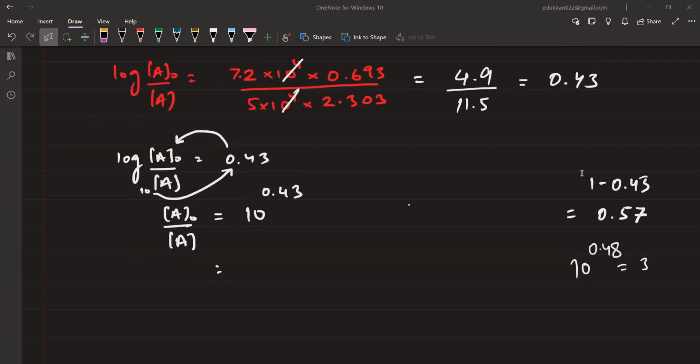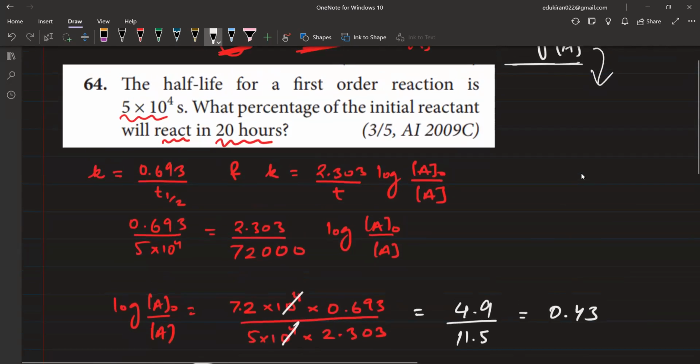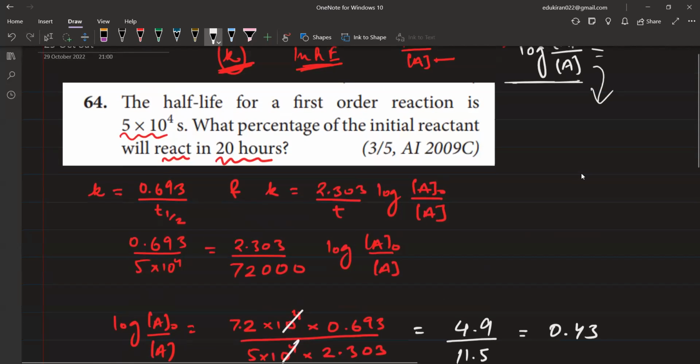No good or what? If I take this, 10 to the power 0.43 is equal to 3, and then I am going to take a note upon it. Right? Have you taken the time right? Time is right only, na? Time is correct only, na?